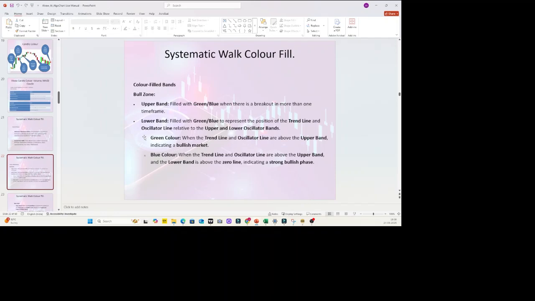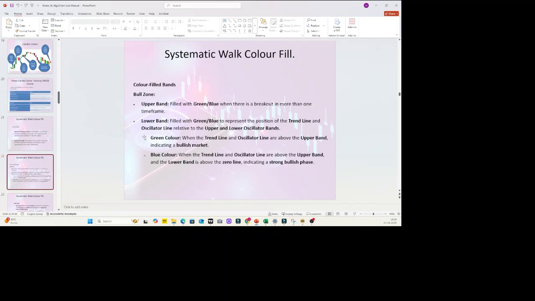The higher the number of time frames, the stronger the color you will see. If the breakout is in more than two, or four or five time frames, then you will see the blue color, and when it is only in one or two, you will see a green color. When the breakout is in only one period, you will not see the filling, just the band appearing without the filling. So this is where you can recognize how strong the market is.